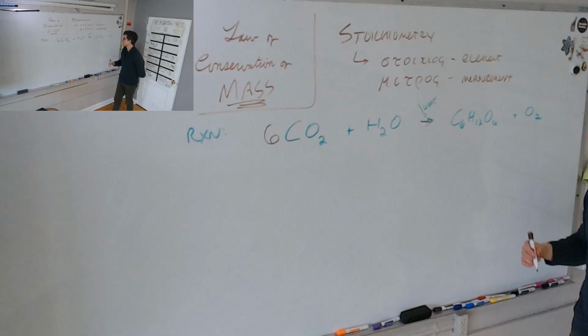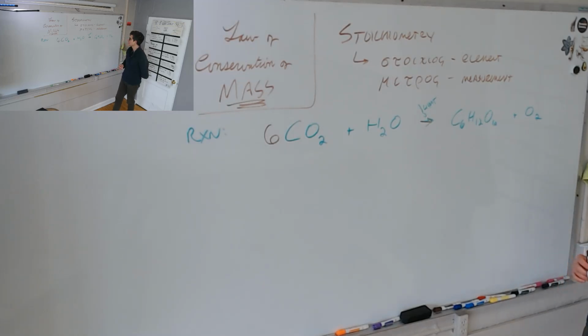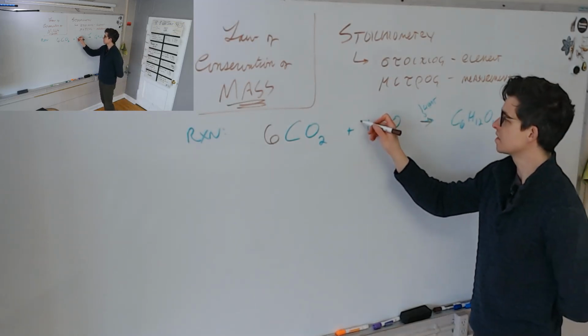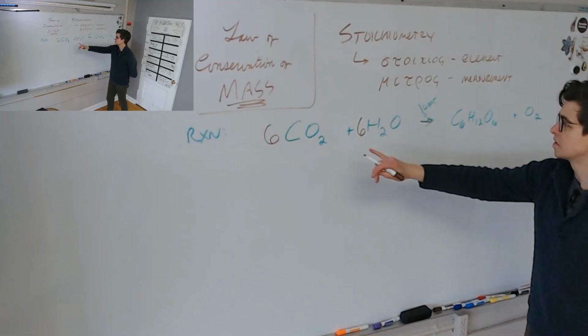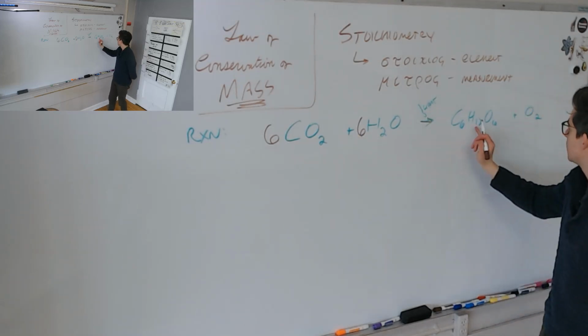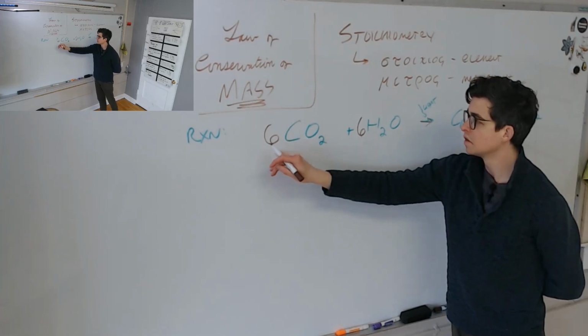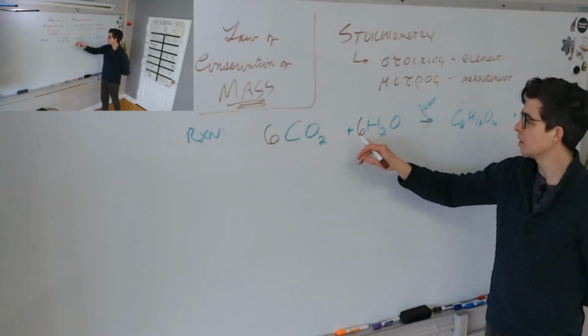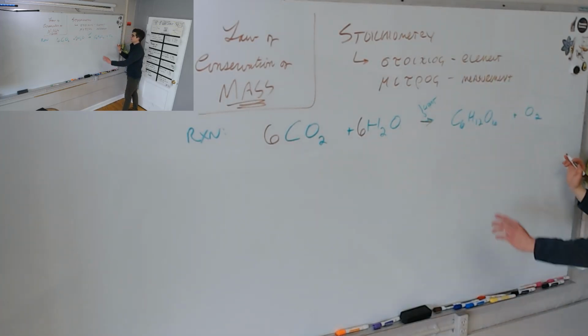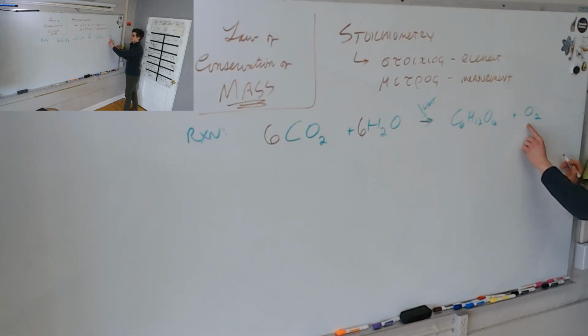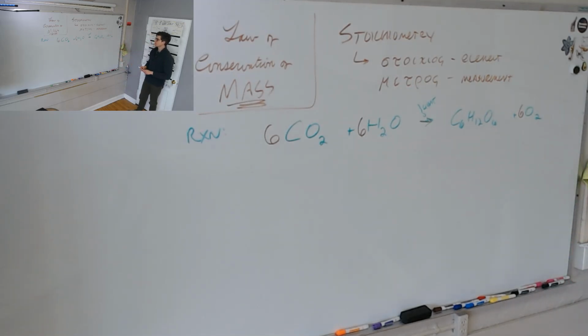6 carbons, now what? Hydrogen. Let's do the hydrogens next. Let's put a 6 here and see how that suits us. So 6 hydrogens, that makes it 12 hydrogens. And now we have how many oxygens altogether? Well, we have 6 times 2 is 12, plus 6 is 18, and over here we have only 6. So we need to make this one into 12. So yeah, we'll put a 6 there. That's balanced. So now that's a balanced chemical equation.